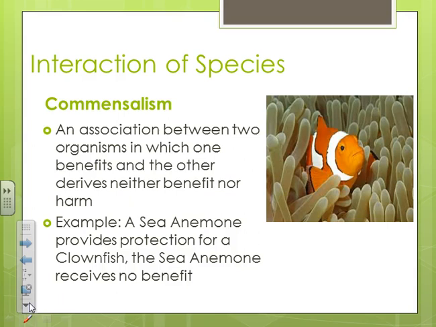Okay, so let's talk about commensalism. It's an association between two organisms where one benefits and the other one does not benefit, nor is it harmed. Okay, does that make sense? So one species will benefit and the other species does not receive any benefit nor harm. So one is benefiting, the other one is unaffected, essentially. That's commensalism. So an example of commensalism would be a sea anemone providing protection for a clownfish. The sea anemone does not really receive a benefit.